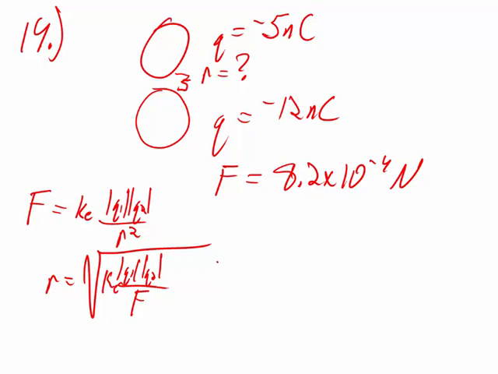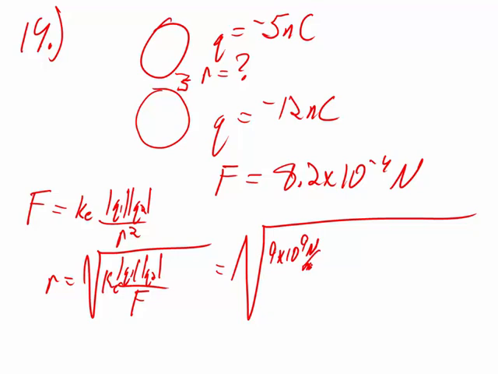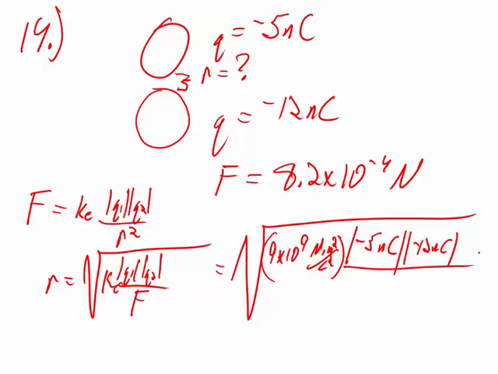So now let's substitute everything in. We have 9 times 10 to the 9th. I'm just going to go ahead and round it. Newtons meters squared, good heavens, I'm writing it backwards. I'm sorry, it's been a little while since I've done Coulomb's law. It's newtons meters squared per coulomb squared. Put that in parentheses. And then we have negative 5 nanocoulombs times negative 12 nanocoulombs all over 8.2 times 10 to the negative 4th newtons.